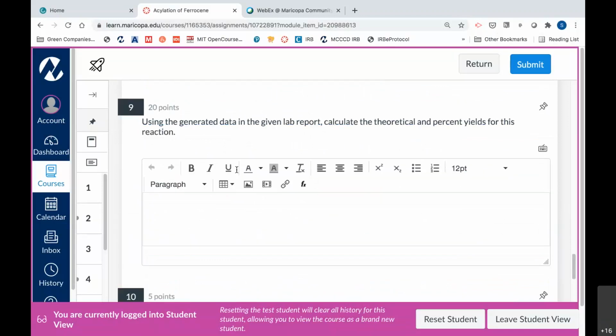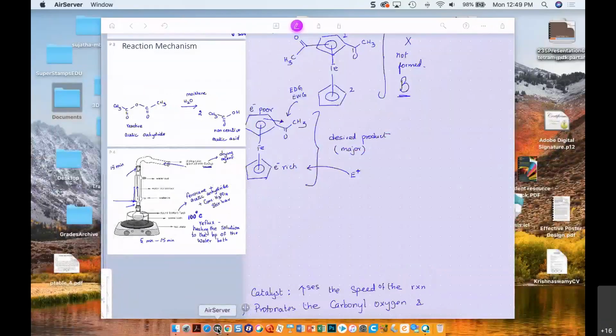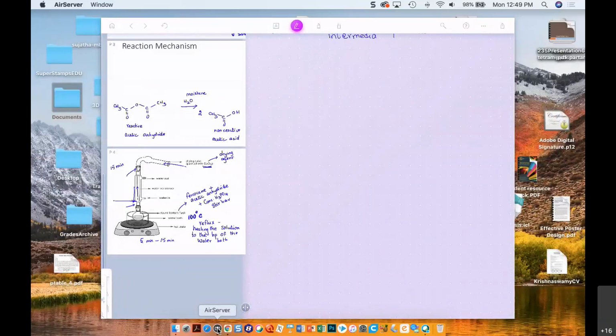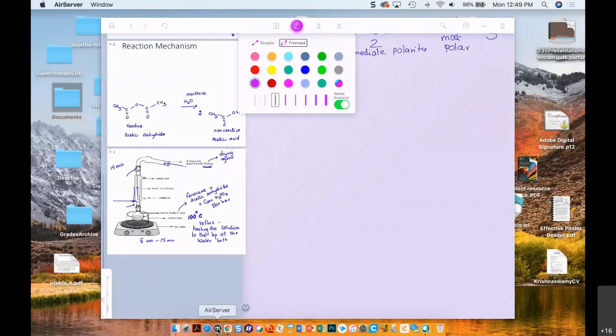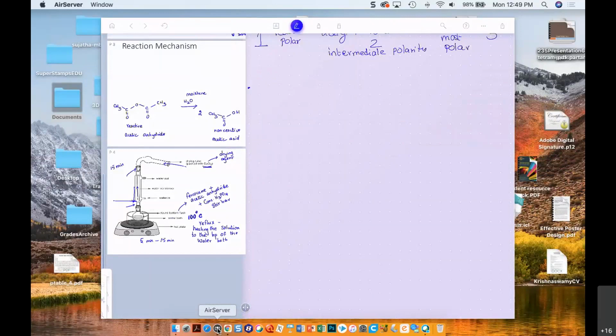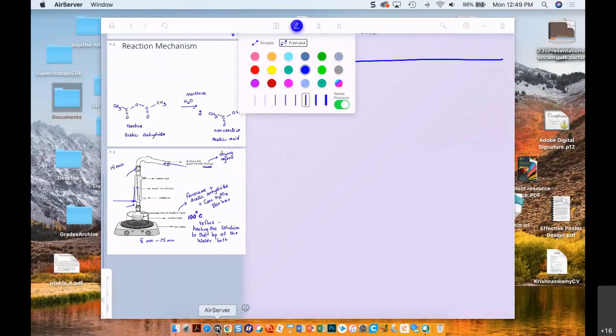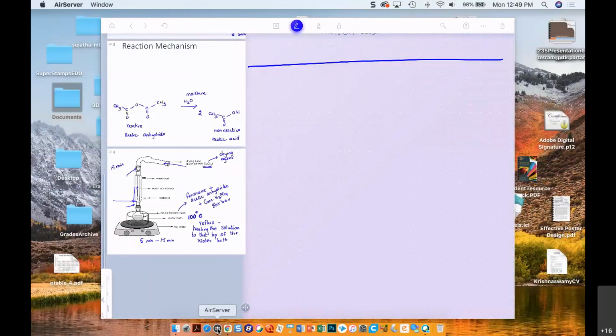So what I've done is I've generated the data for you. So if you open the lab report, you will see it. You can calculate the theoretical and percent yields. So just to kind of review, calculation of theoretical and percent yield is a one-to-one reaction. You want to calculate for just one acetyl group, not diacetylferrocene. You want to do this for just acetylferrocene.